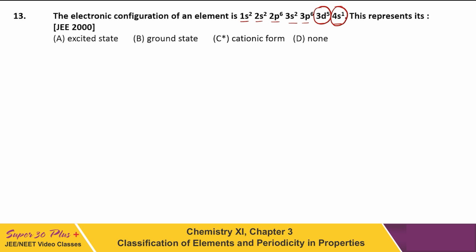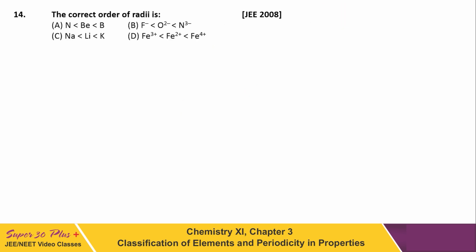This is possible only when it is a cation, because 4s is filled before 3d. So 4s always contains 1 or 2 electrons, but here in this example it contains only 1 electron. So it is only possible when an electron is being removed, and if it is being removed, then it means it is a cation. So the right answer is, it is a representation of cationic form.